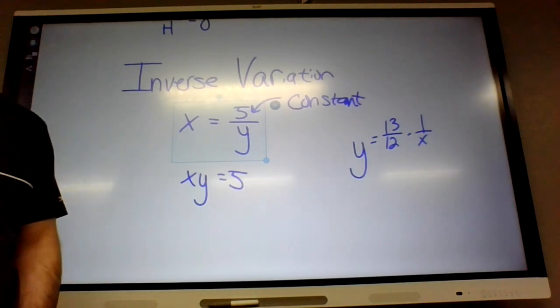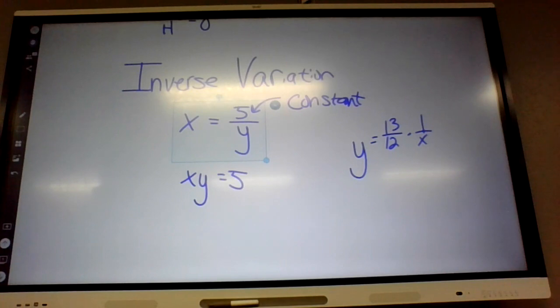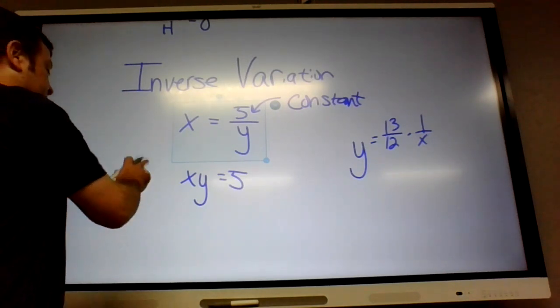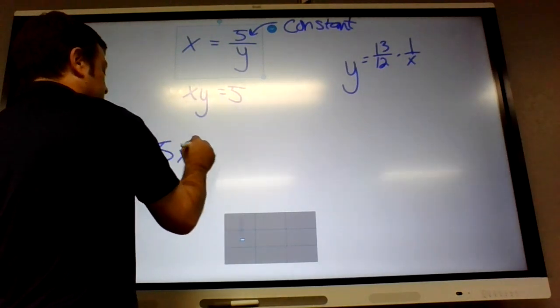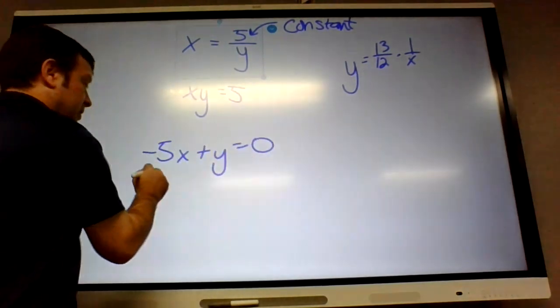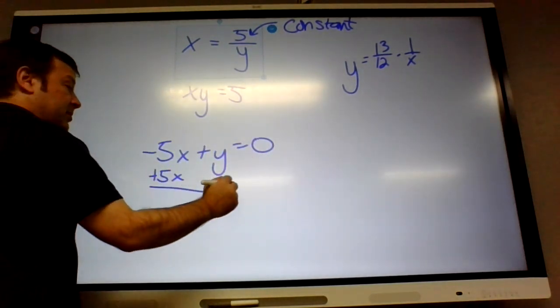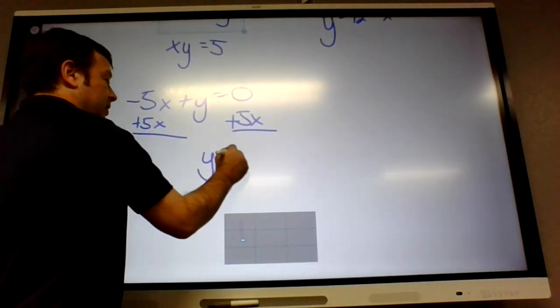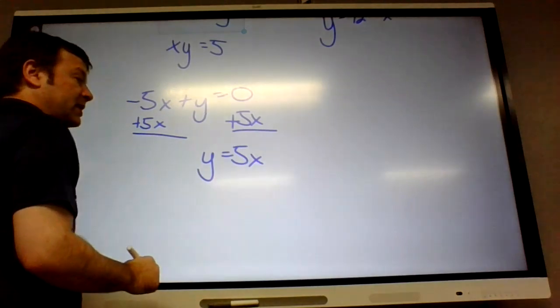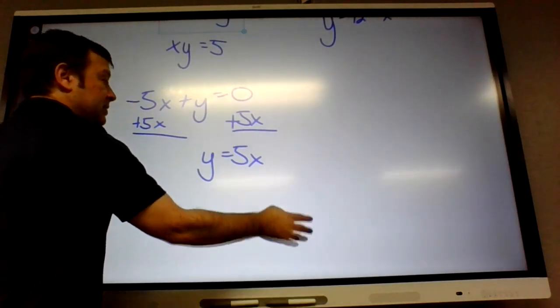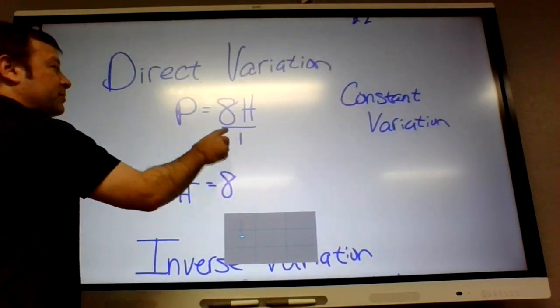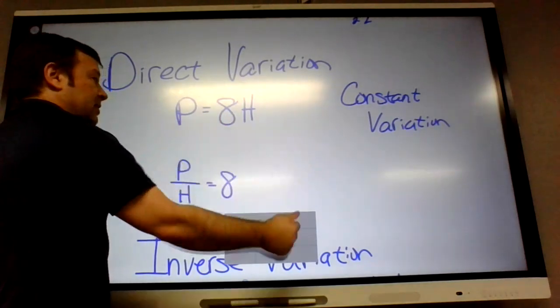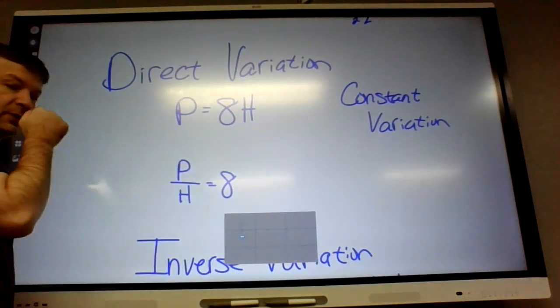Number 5. I wrote this one weird. If we add the 5x over to the right side, what would that become? If we add the 5x to both sides, what will the equation become? y equals 5x. Is that more like a direct or an inverse? Direct. That was like our first example, getting paid per hour. So it's direct.